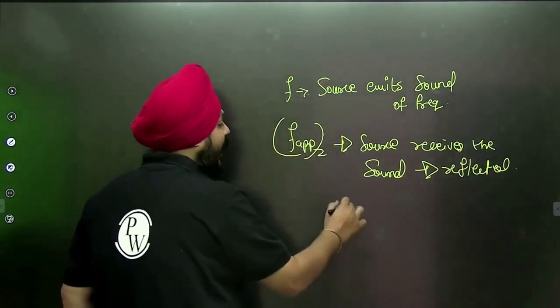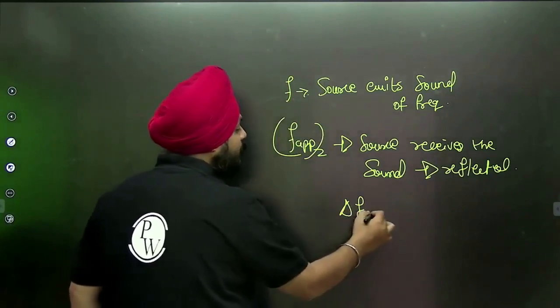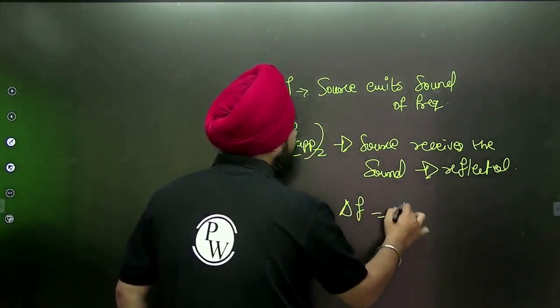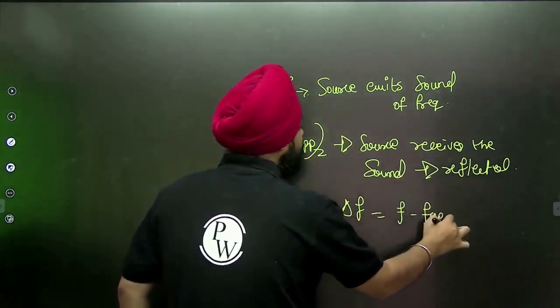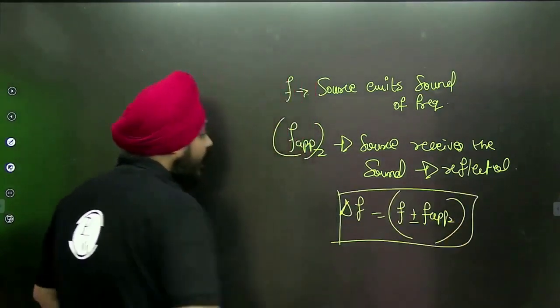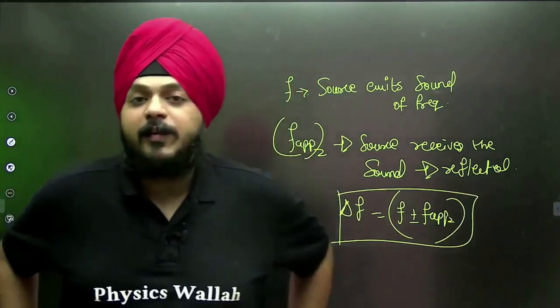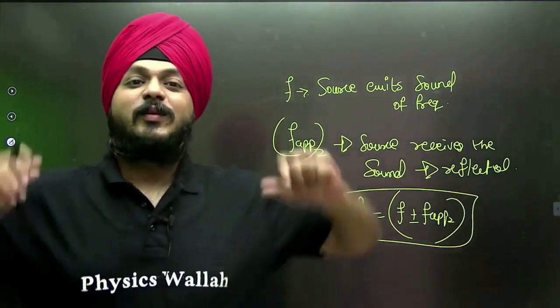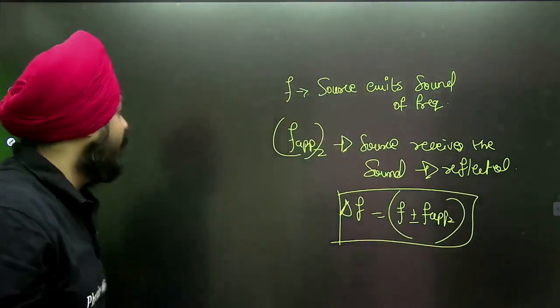At this point, at the car, superimposition will take place, and the difference between these two will generate a beat, and that will be the beat frequency. Then these kinds of questions are asked. See, what kind of questions are asked? I'm going to show you all.